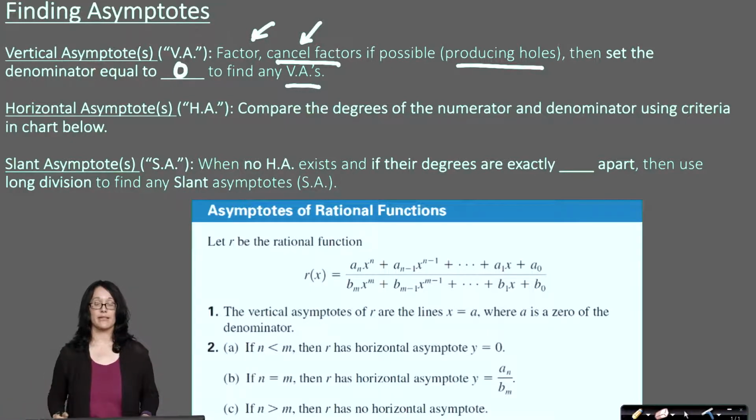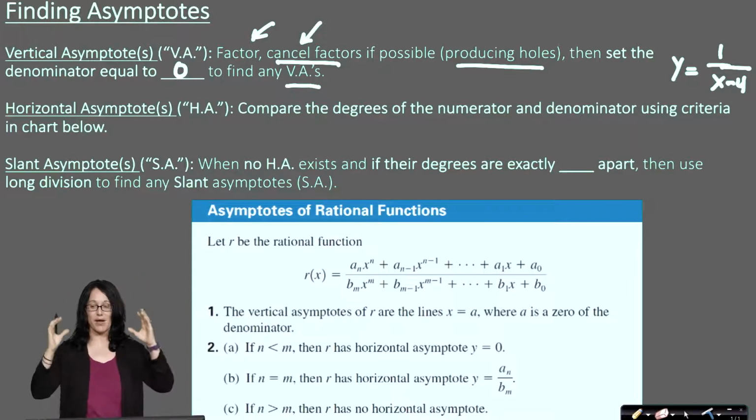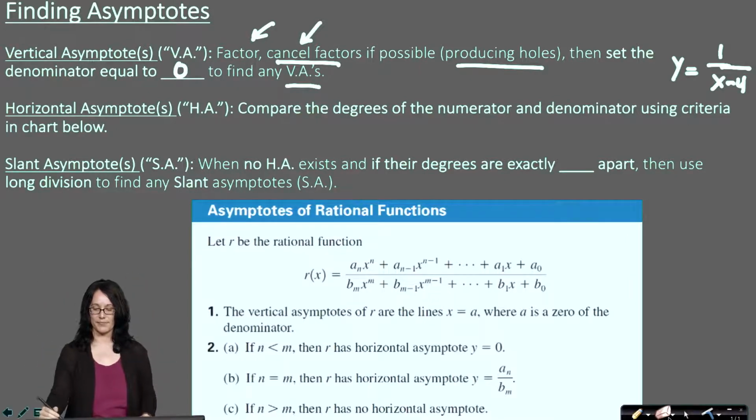You're going to see me do that in the next example. We already saw one earlier today, y equals 1 over x. The vertical asymptote there would just be x equals 0, right? But what if this was x minus 4 in the denominator instead? Well, it would be x minus 4 equals 0, or x equals 4 as our vertical asymptote. But if something canceled on top and bottom, that would have produced a hole instead.